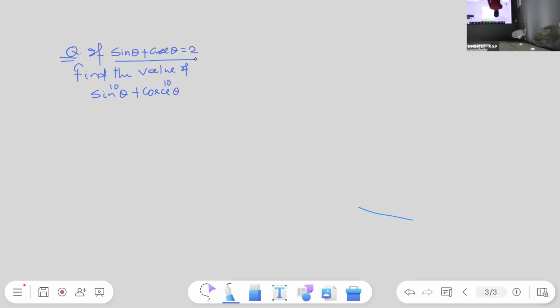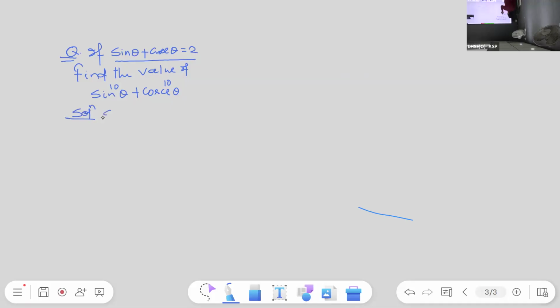Jatin, Shobhit, try to answer this question. Srijit, if sin theta plus cosec theta is equal to 2, find the value of sin to the power 10 theta plus cosec to the power 10 theta. Come to the solution.